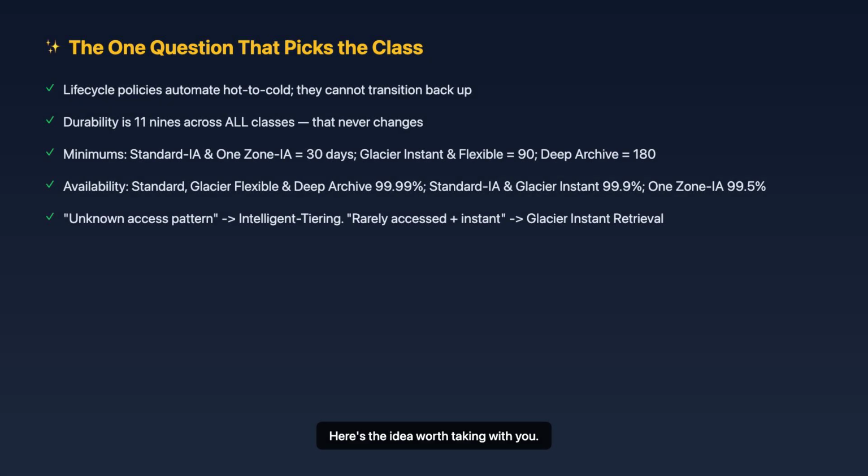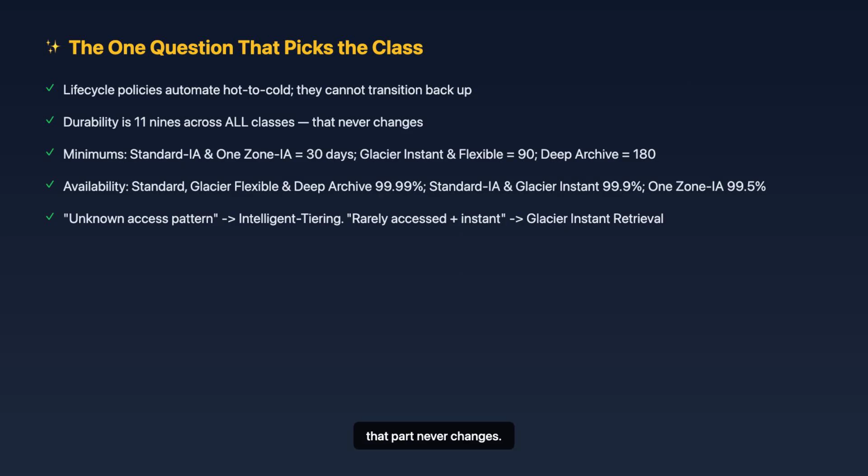Here's the idea worth taking with you. The whole topic reduces to one honest question. How often will you actually touch this data, and how fast do you need it back when you do? Answer that truthfully and the right storage class picks itself. Lifecycle policies are just the mechanism that enforces the decision automatically over time, moving objects from hot to cold but never back up. Remember that durability is 11 nines across every class.